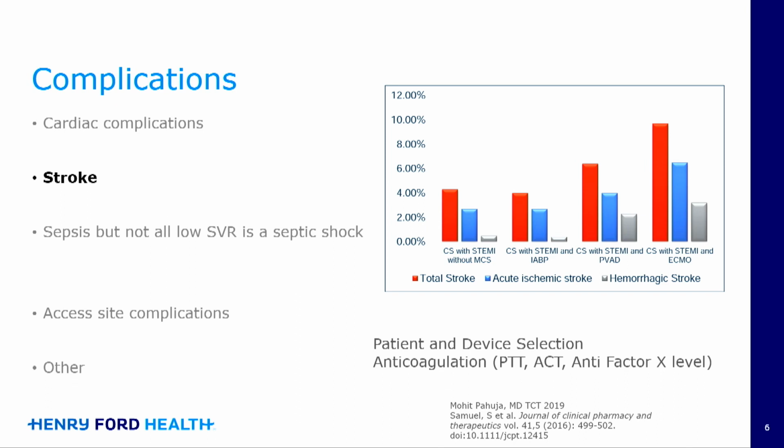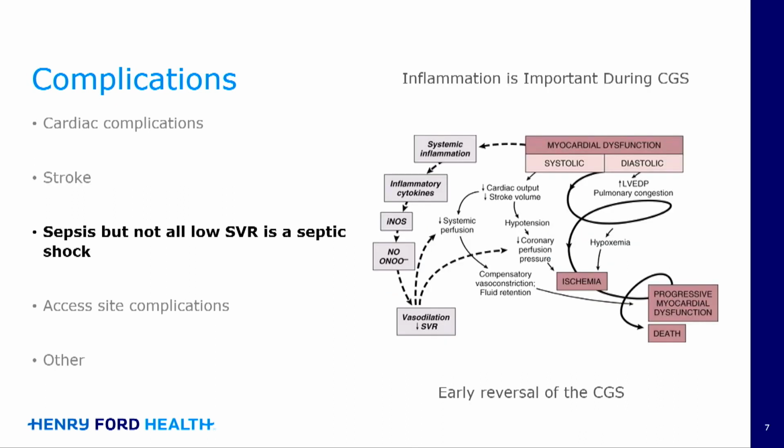Now, there are several studies. We use PTT, we use ACT, we use anti-factor 10 level in how to monitor this anticoagulation. Really, the jury is still out. There are correlation between the PTT and the factor 10 level. So many other factors could play a role in the response of the patient for anticoagulation. However, the stroke complication is not only related to anticoagulation, so there are retrograde flow from the groin. So I think patient selection and device selection is very, very, very important.